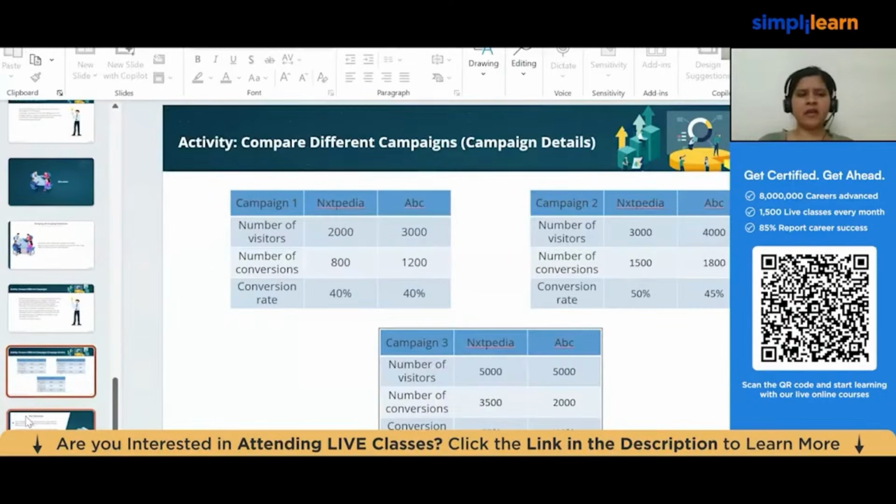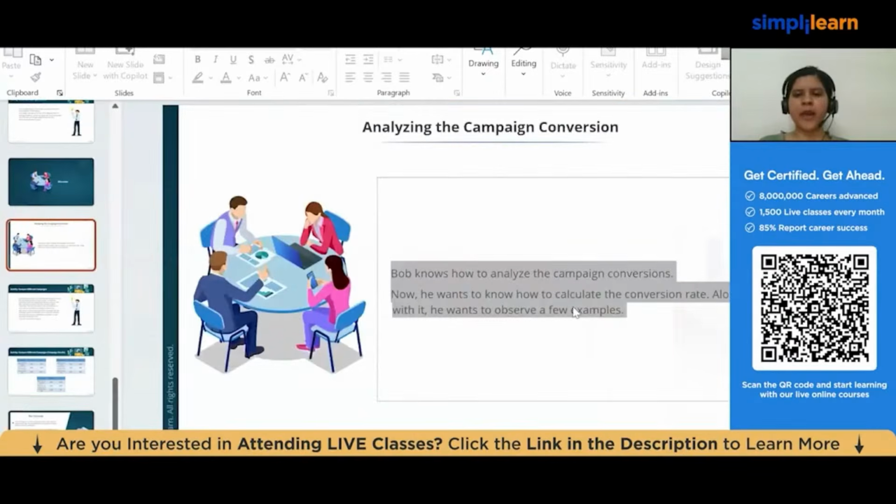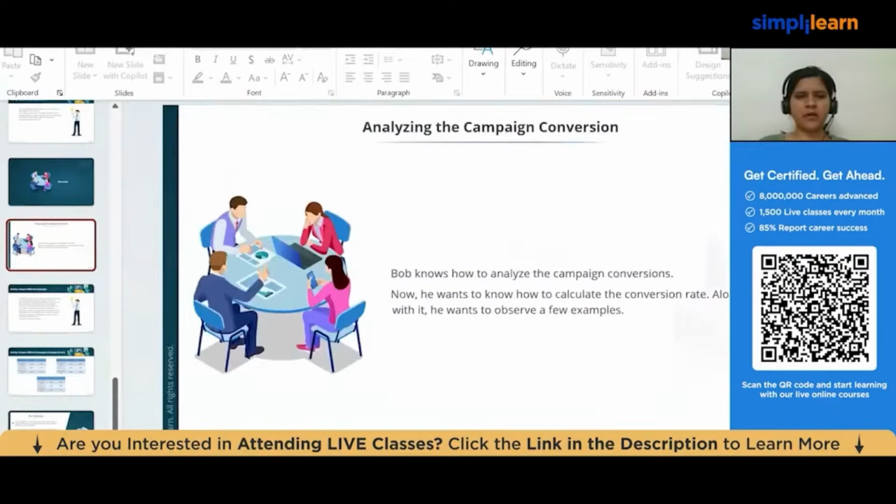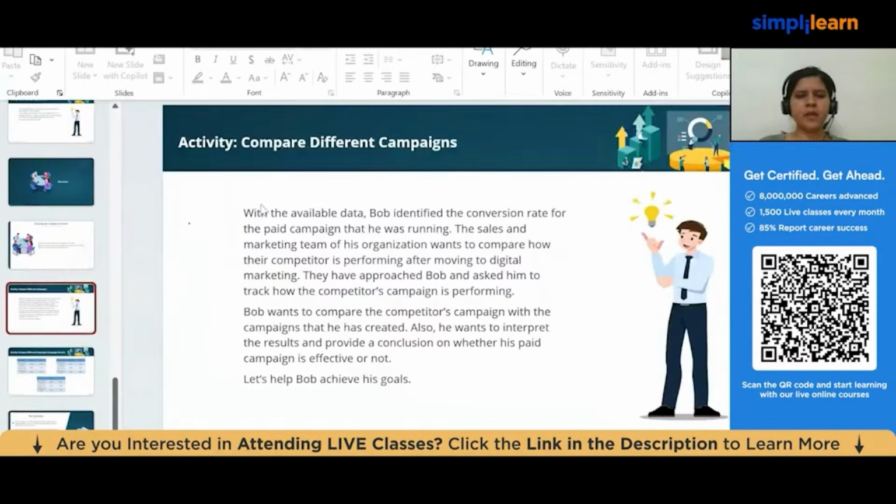So they have given data here for an example. Okay. So here, can you see, analyze the campaign conversion? Bob knows how to analyze the campaign conversion. Now he wants to know how to calculate the conversion rate. Along with it, he wants to observe a few examples. Okay. So they have given you an activity over here, right?